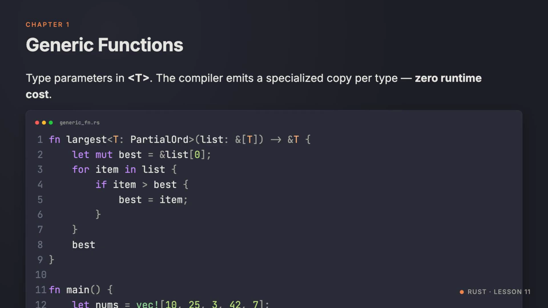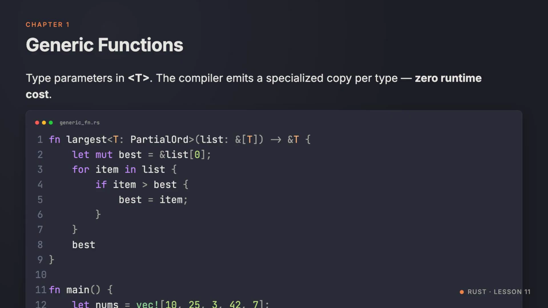This process is called monomorphization. It's how Rust delivers zero-cost abstraction. Generics look flexible at the source level. One function, many uses, but they compile down to code as fast as if you'd written that function by hand for each type. There's no reflection, no type tags, no runtime lookup.